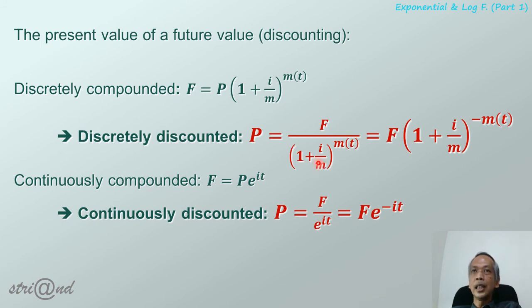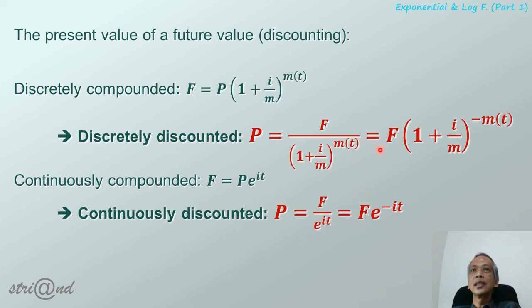The m here is equal to 1 when it is compounded annually. m is 12 when it is compounded monthly, and so on. And this is the formula when we need to find the future value of a present value and the interest is continuously compounded. Okay, so we can also rearrange this becoming P equals F divided by e to the power of it. So this formula is for finding present value of a future value when the interest is continuously discounted. And of course we can also rewrite this expression as F times e to the power of negative it. So the e to the power of it here is moved up here.